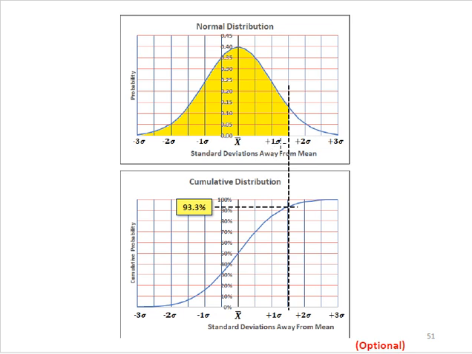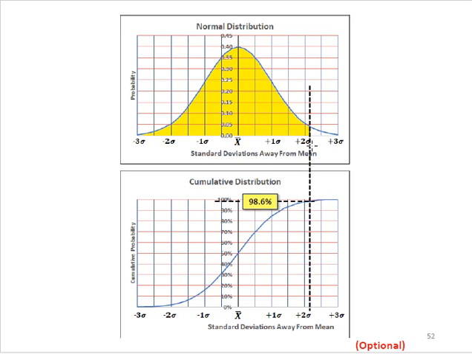We're going to cut off at positive 1.5 sigma, and that is 93.3%. Then we increase the area. We're going to cut off at plus 2 point something sigma right here, and that is 98.6% for the cumulative distribution.